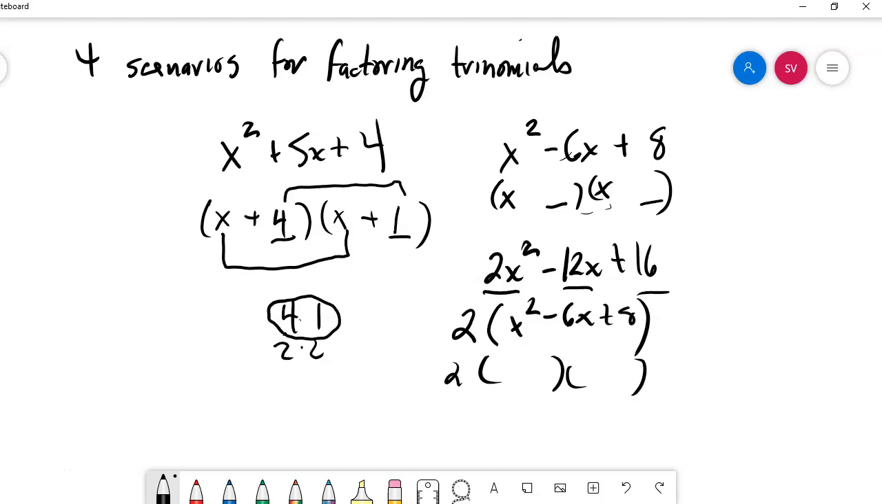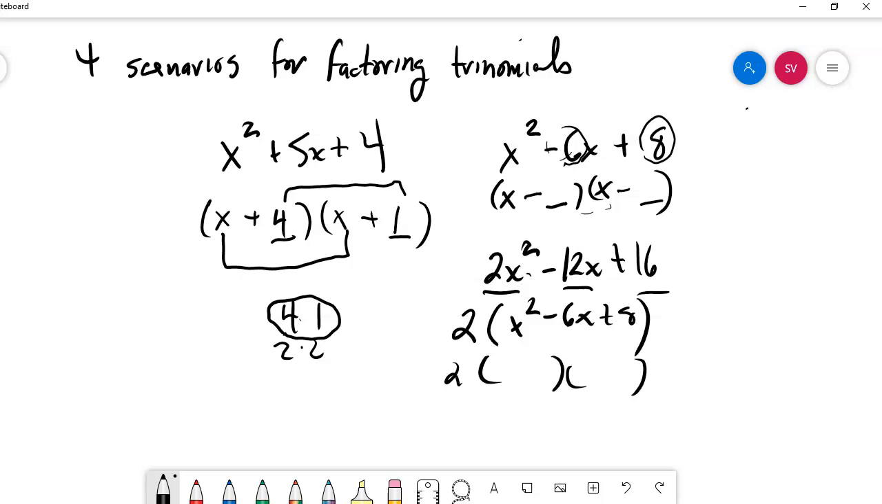Well, a plus and a plus is used when your trinomial is all pluses. Since the middle term is minus, we have to use minus and minus. So now we ask the riddle. We say, what 2 numbers when multiplied together will give me 8, and when added or subtracted together will give me 6?